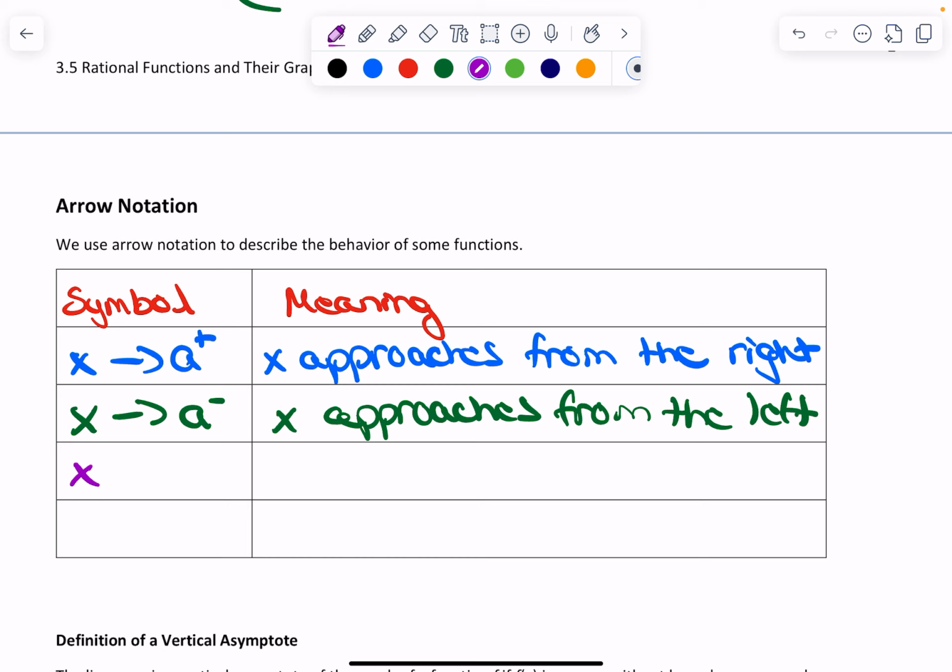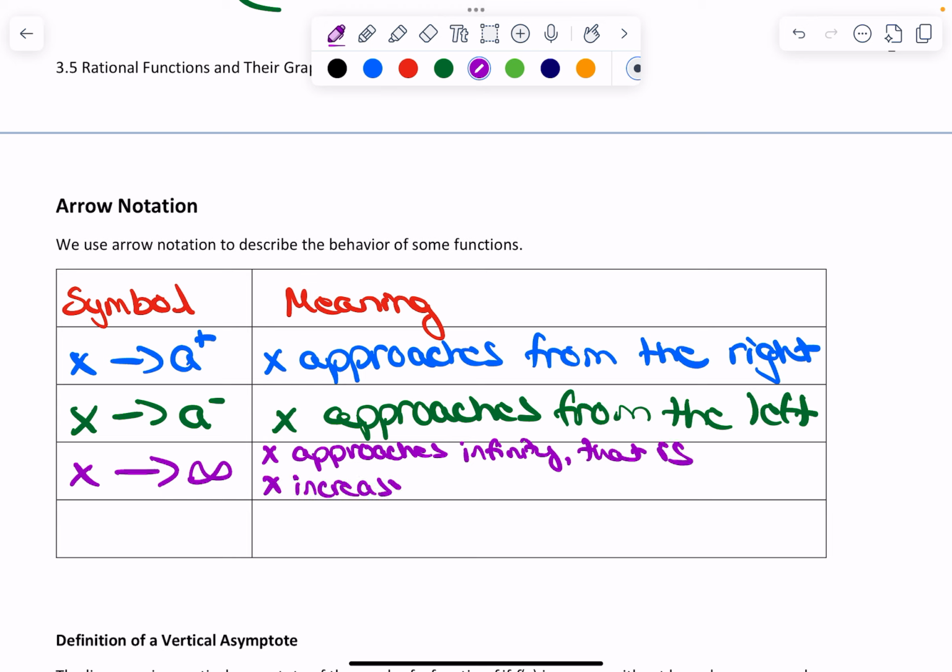Next one is going to be x arrow infinity. So this means x approaches infinity, that is, x increases without bound.